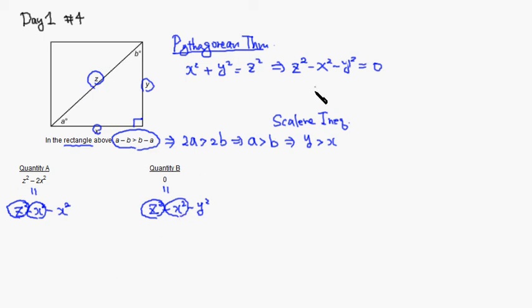Then you can see that we know that y is larger than x. So you're subtracting a larger number squared versus subtracting a smaller number squared. Which means that this quantity is going to be larger because you are subtracting a smaller number here. So the answer is A. A is larger.